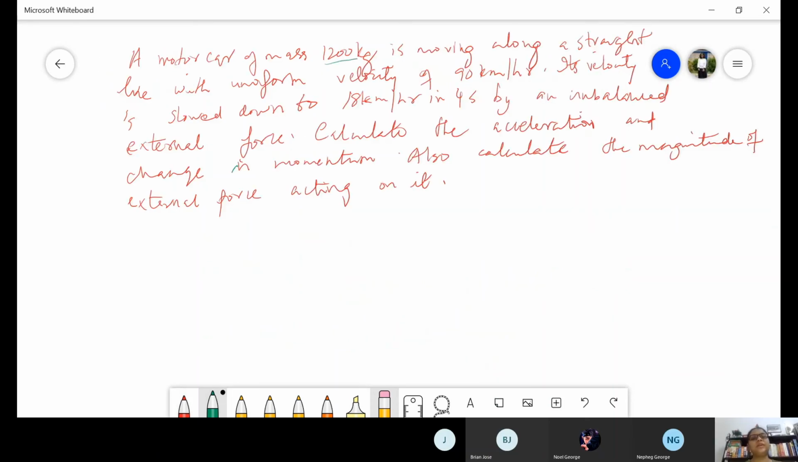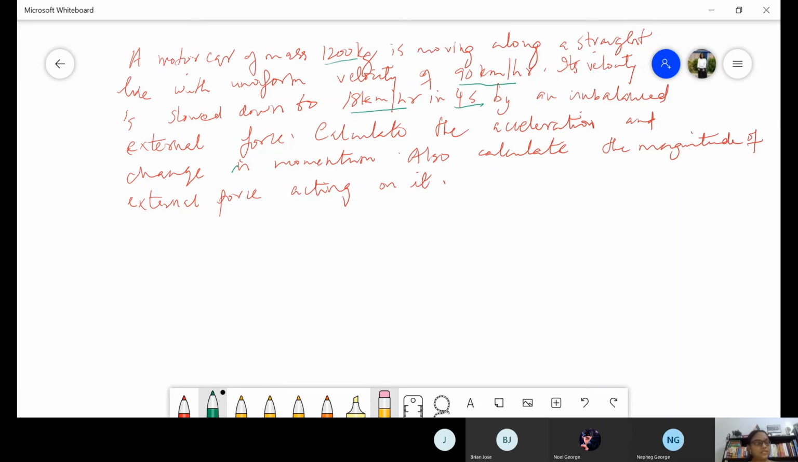The mass of the motor car is 1200 kg, moving along a straight line with uniform velocity of 90 km per hour. Velocity is slowed down to 18 km per hour. Time is 4 seconds, by an unbalanced external force. Calculate the acceleration and change in momentum. Also calculate the magnitude of the external force acting on it.